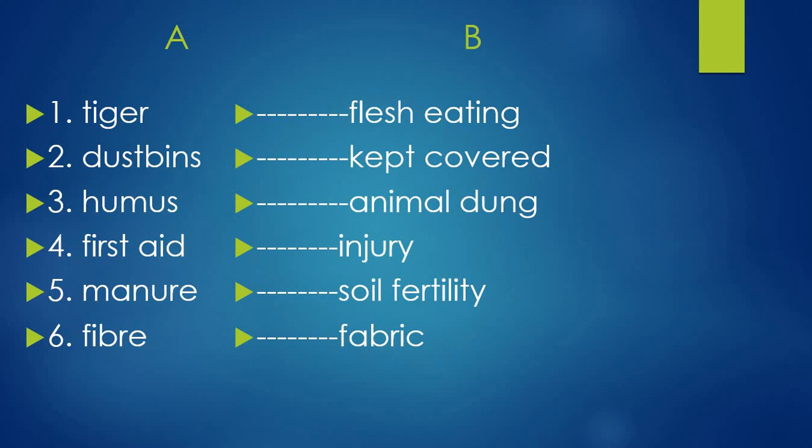So please check your answer. One last time I am repeating. Tiger, flesh eating, dustbins kept covered, humus, animal dung, first aid, injury, manure, soil fertility, fiber, fabric. Okay, I hope this was sufficient time for you to check your answers.